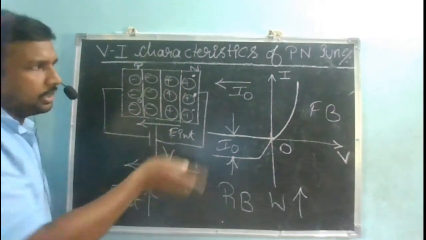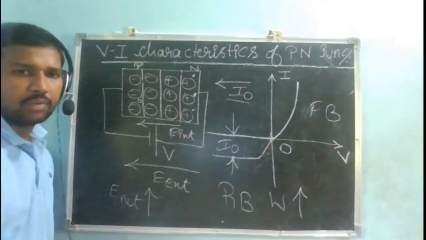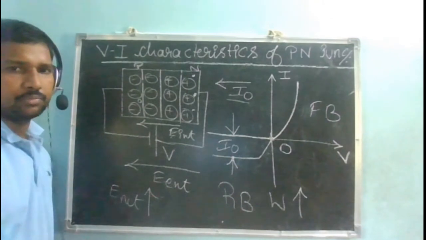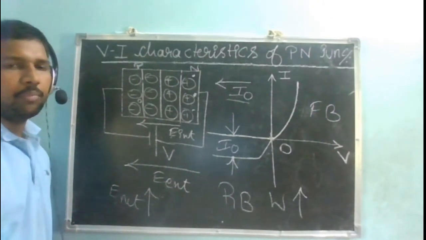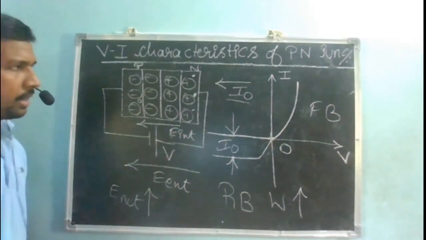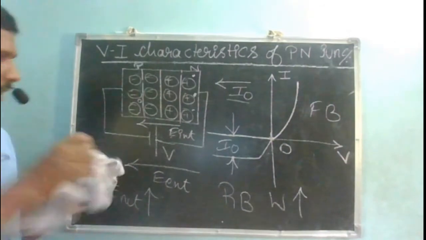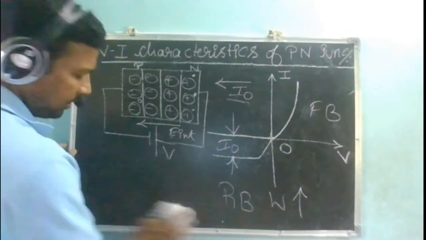That current I am calling I naught, which is the reverse saturation current, which is always due to the minority charge carriers. So I naught is due to the minority charge carriers. Is this fine? Yes or no? Yes, sir. So the minority charge carriers are always responsible for the reverse saturation current.